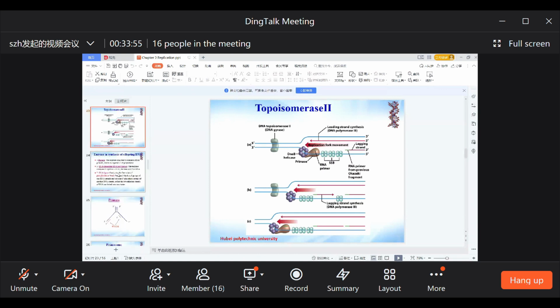From this figure, you can see first the DNA, the topoisomerase 2 acts on the DNA double helix structure, and furthermore, the DNA B helicase destroys the hydrogen bond.